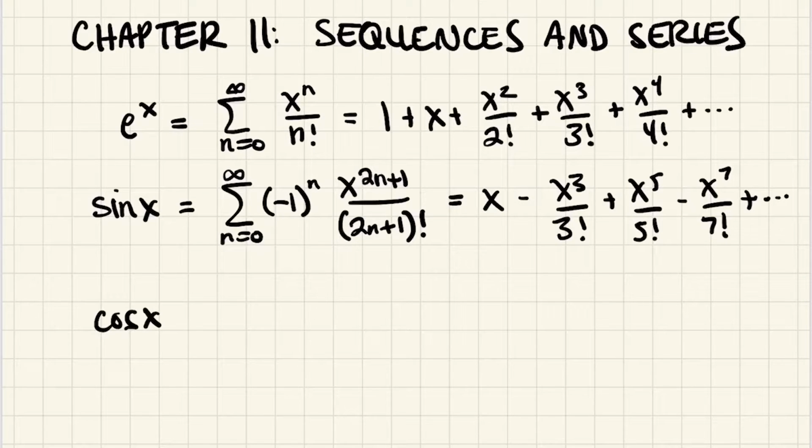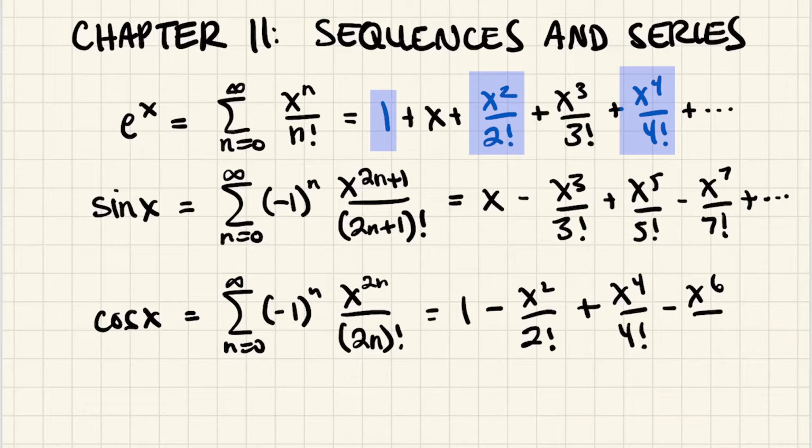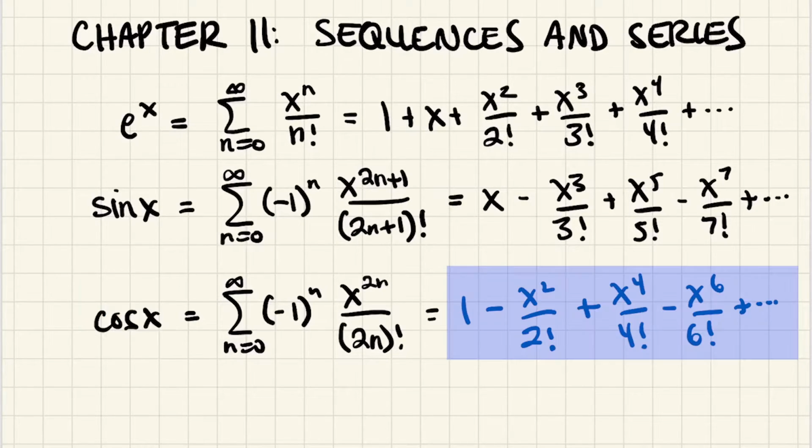And cosine of x is actually just the even terms alternating in sign. So that'll be 1 minus x squared over 2 factorial plus x to the 4 over 4 factorial minus x to the 6 over 6 factorial plus etc. Now these are actual equalities. Like literally cosine of x is equal to this infinite series. So now we're going to uncover this in section 11.9, 11.10, kind of right around there.